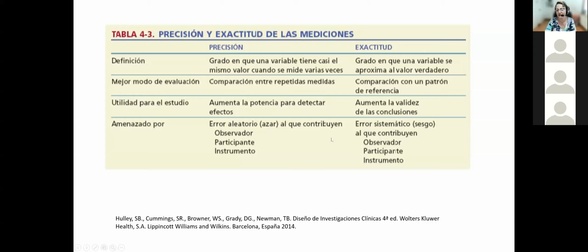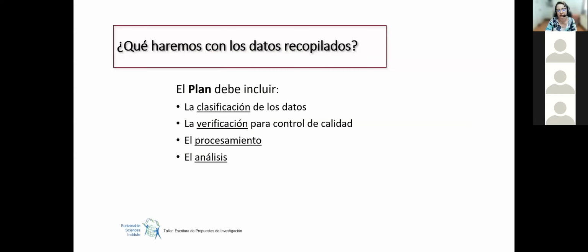For instance, the participant will say, no, I don't want to tell the truth, I want to tell you what's socially acceptable because I want to participate in the survey, but I will not tell the truth. So there is an instrument and participant bias. We need to consider these biases because they will remove me further away from the true value.